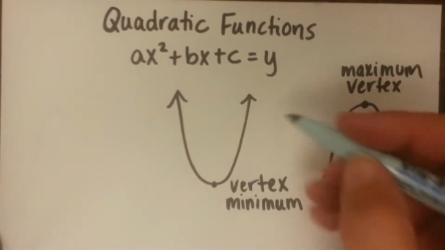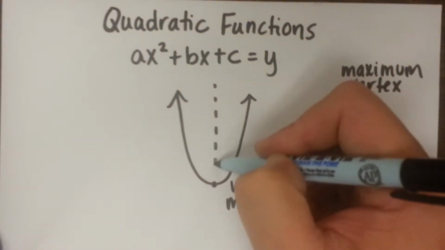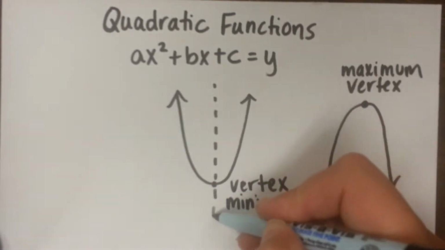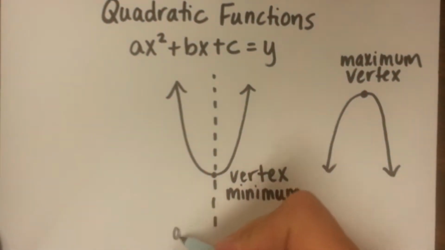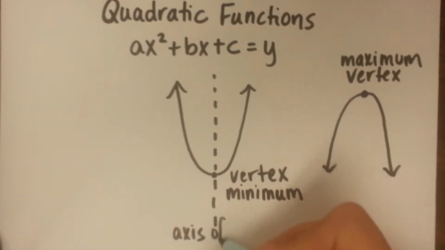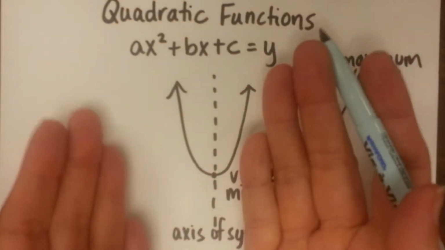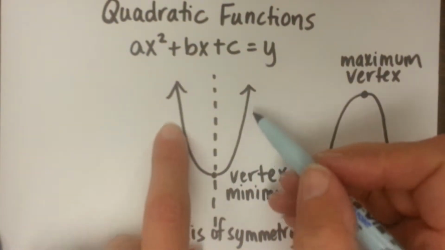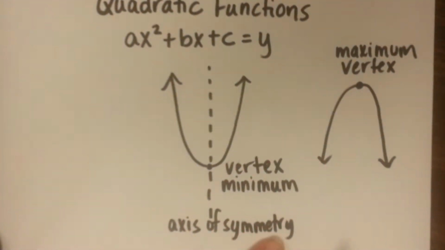This vertex lies on an imaginary line that runs down the center of the parabola. We'll kind of sketch it in here so you can see it. That would be called the axis of symmetry. And the reason it's called the axis of symmetry is because if we fold it over at that line, both sides of the parabola should look exactly the same, which is where we get our symmetry. So this line is our axis of symmetry.